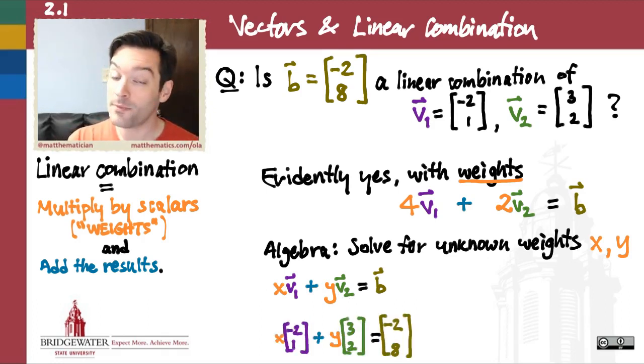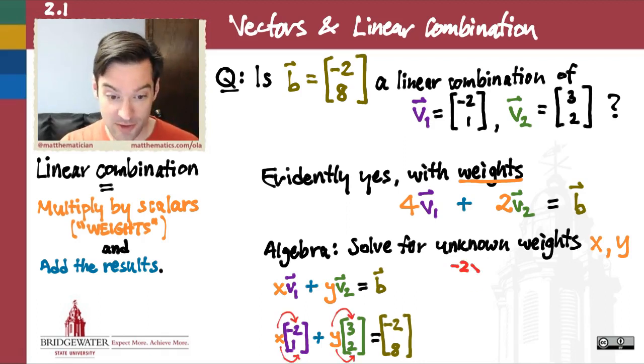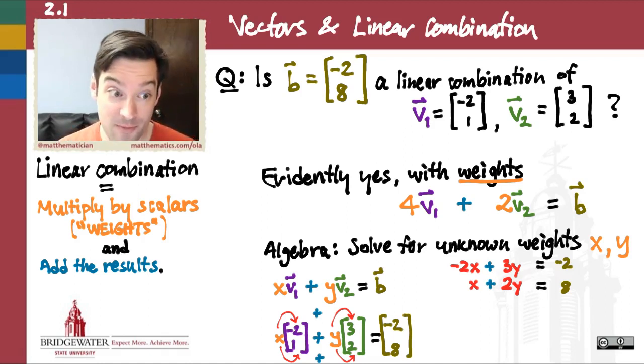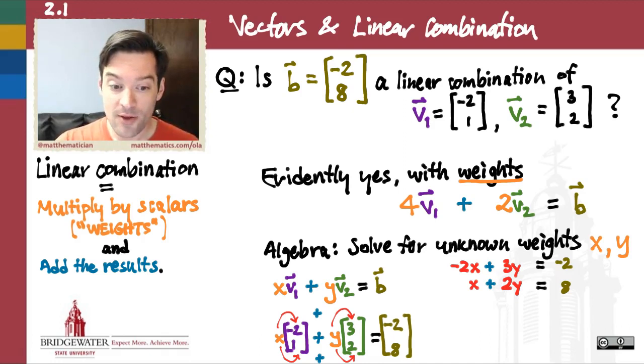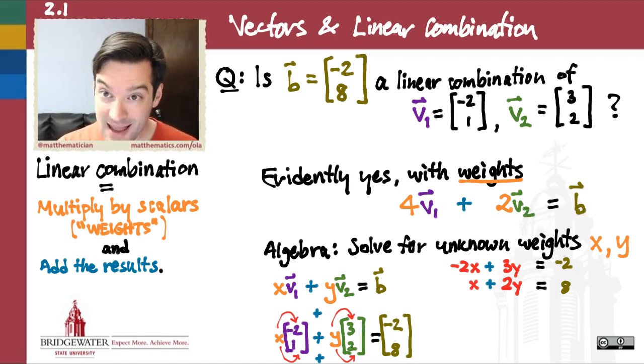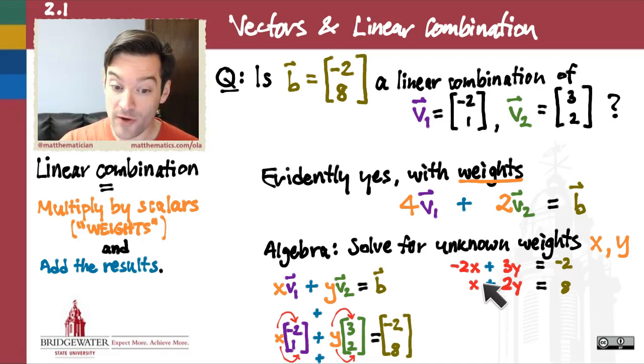x times the first vector plus y times the second vector is going to give me, after I do the multiplication here, negative 2x plus 3y in the first component, 1x plus 2y in the second component, and on the right side of the equation, negative 2 and 8. Namely, we get exactly a linear system of equations of the type that we already know how to solve, based on what we've already done in the course. So the question of what are these unknown weights that make a linear combination of v1 and v2 equal to b is exactly the question, what unknown variables x and y solve this linear system of equations.